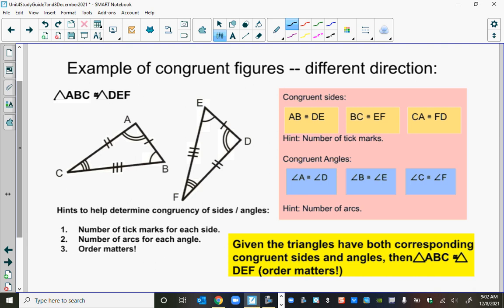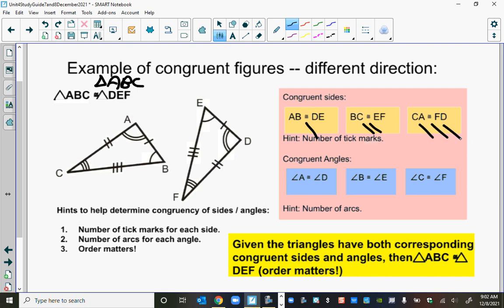So again, you've got to look at not only, just make sure, take your triangle congruency statement, take the first part, put it above or below the second. Then you can tell who's going to match with what. So like A, B, D, E, they have the one mark. B, C, E, F, yeah, they have two. And then three.